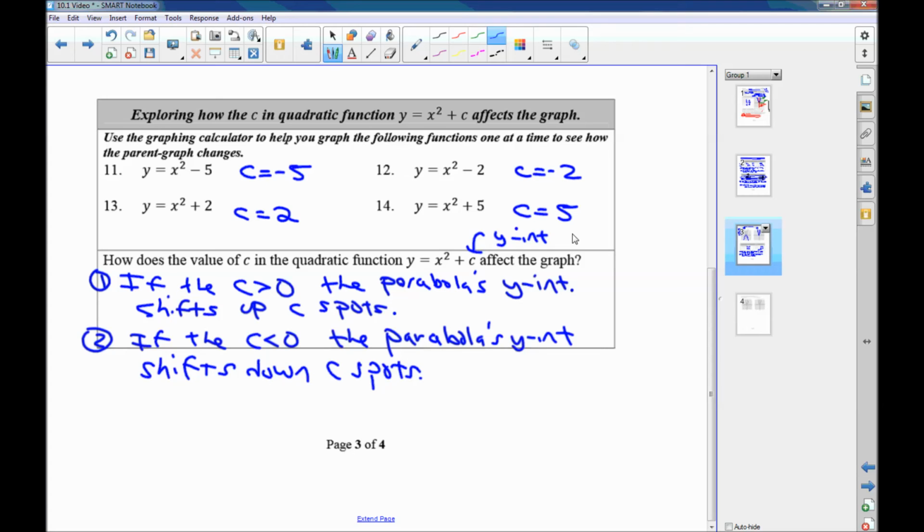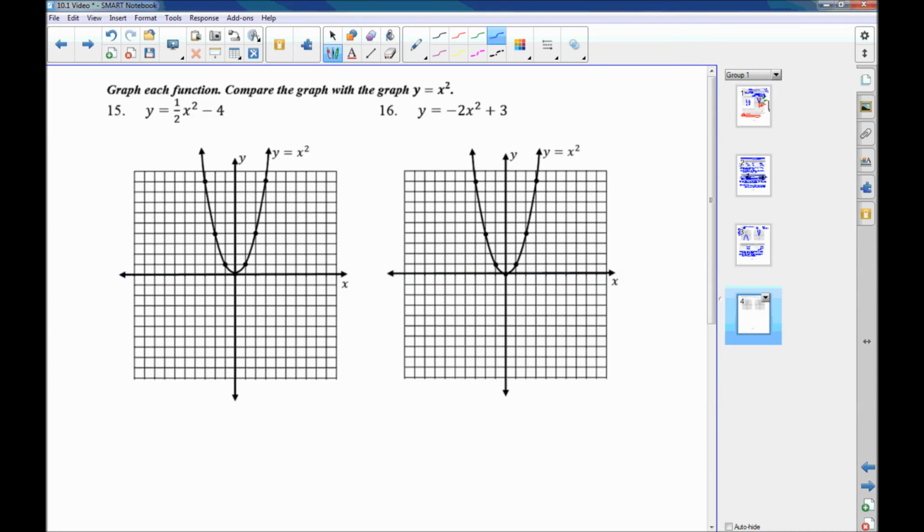All right, let's flip it over and put all of this together into one. In number 15, graph each function, compare the graph with the graph of y equals x squared. So what is this c value of -4 going to do? Well, it's going to shift our y-intercept down 4 spots. So I'm going to go ahead and move it down 1, 2, 3, 4 spots.